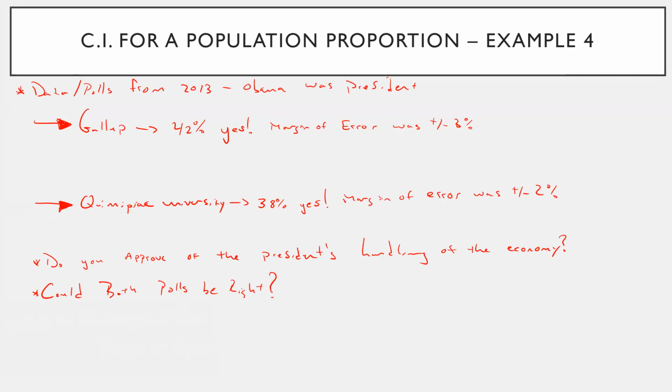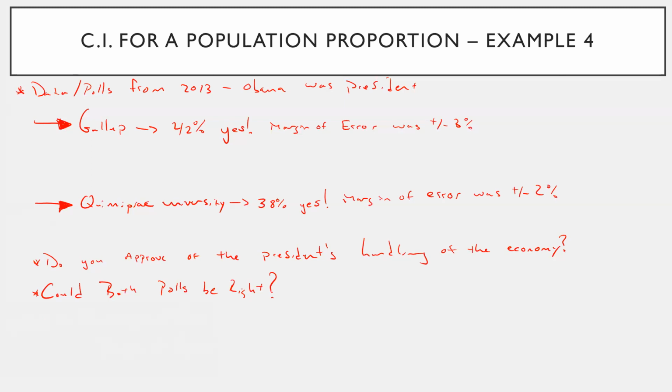So Gallup said 42% of people approve of the president's handling of the economy. Quinnipiac University said 38% of people approve of the way the president was handling the economy. Okay, those are two different numbers, right? 42, 38, they're close, but they're different.